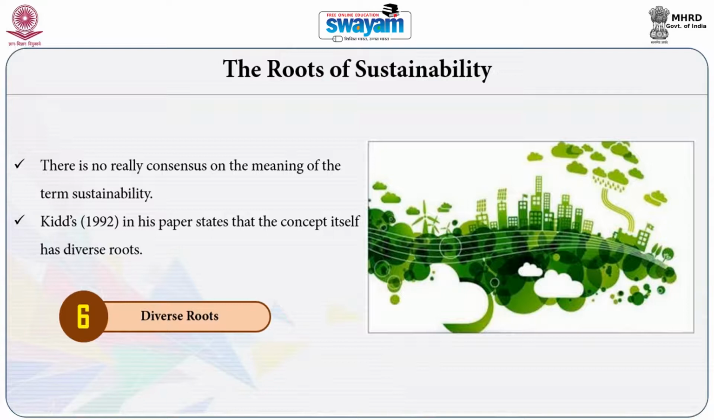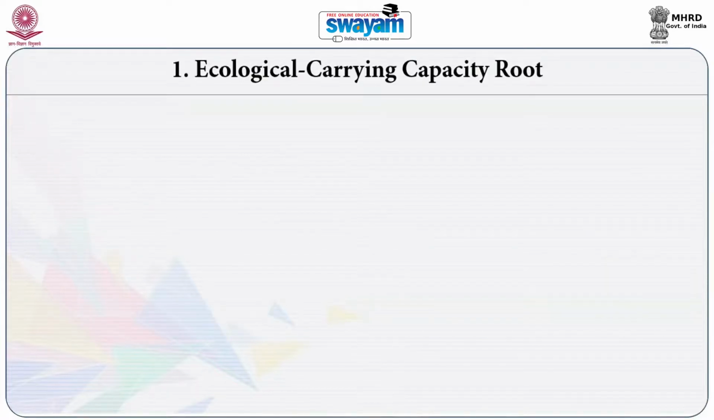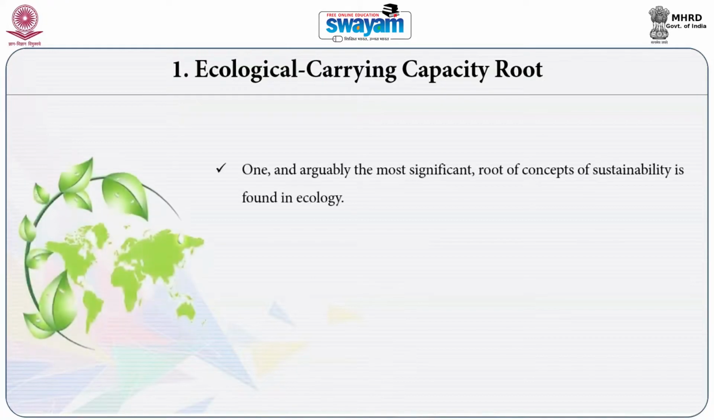Now, he talks of 6 roots. Now, there are many others, but these are the most important. So, let us go through each of these roots of sustainability, understand the concepts that made up this broader idea of sustainability. Now, the first root that we're going to look at, or the first concept, is the ecological carrying capacity root.